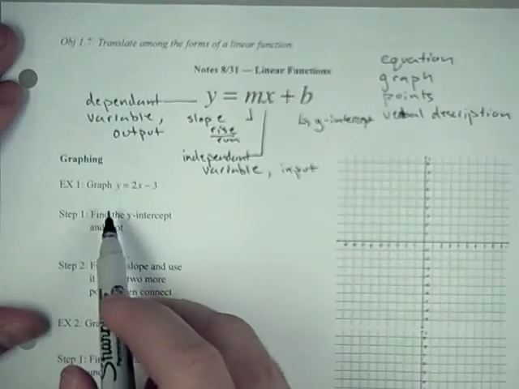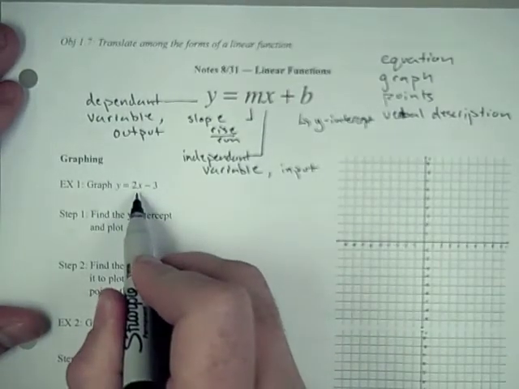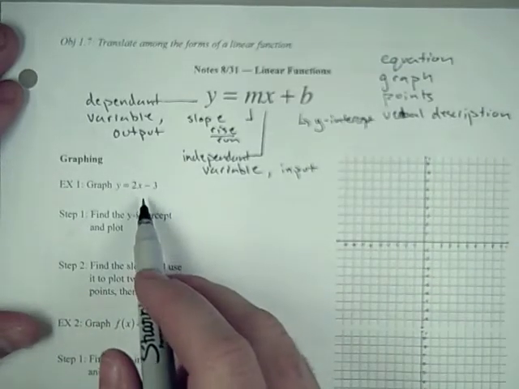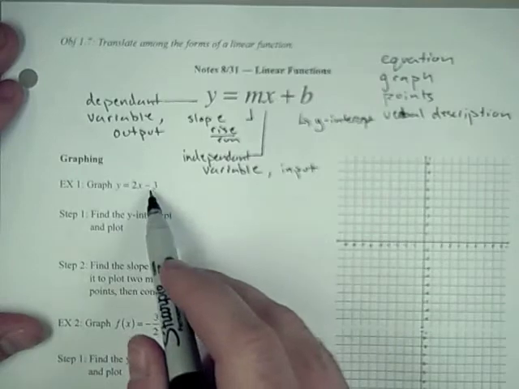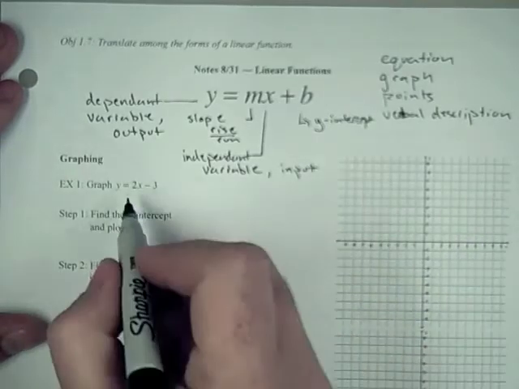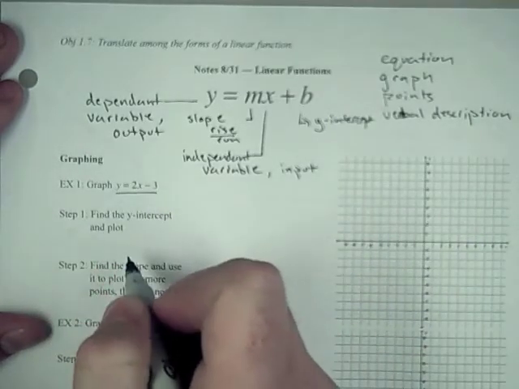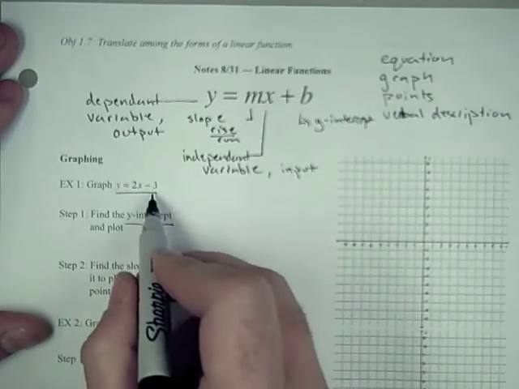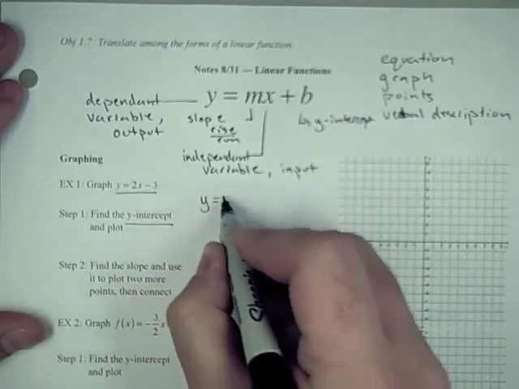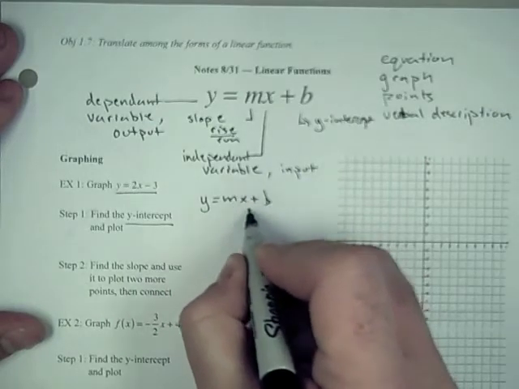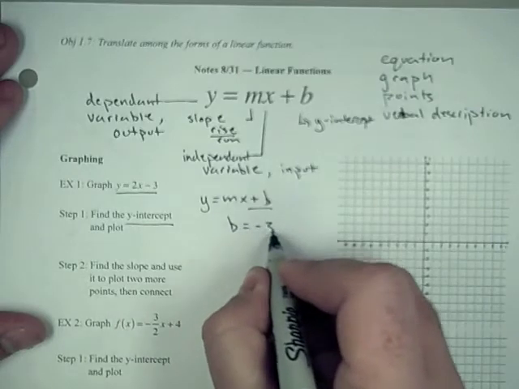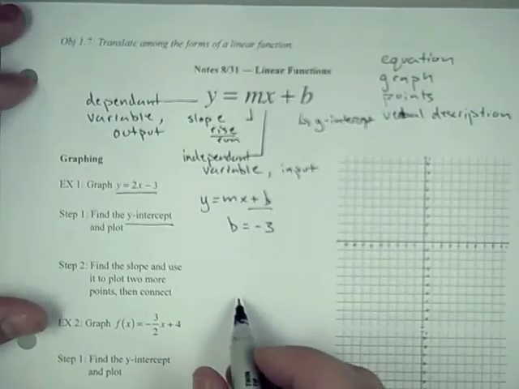When we graph, we're moving from an equation to a graph. So translating the same information from an equation to a graph. To do that, when the equation is in slope-intercept form, take the y-intercept first, which is always b. In this case, that's -3. So b equals -3, and you're going to plot that on the y-axis.